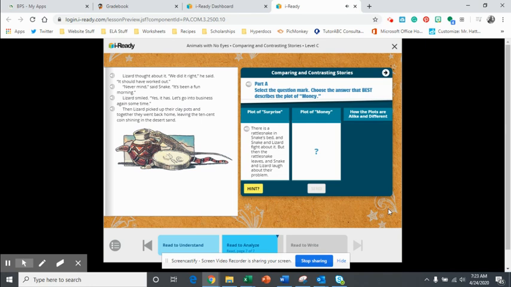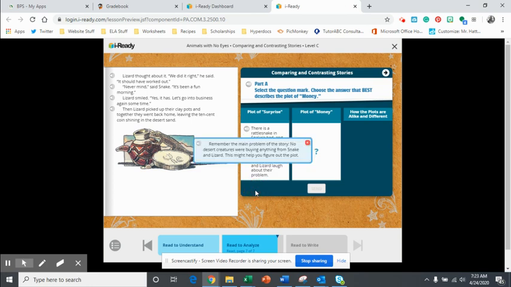So now you are focusing on the plot, the entire story, the events of the entire story. So click on the hint button. Remember the main problem in the story. No desert creatures were buying anything from Snake and Lizard. This might help you figure out the plot. So what were the events? What led up to them? No creatures buying anything.